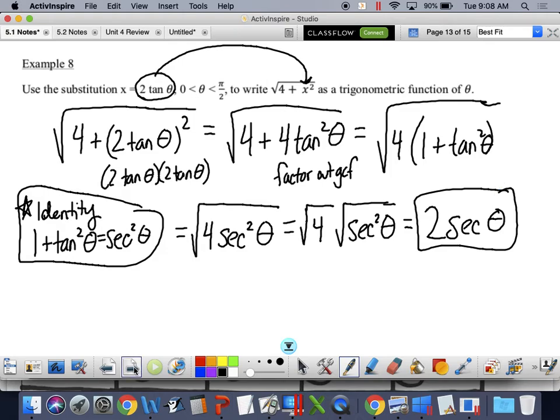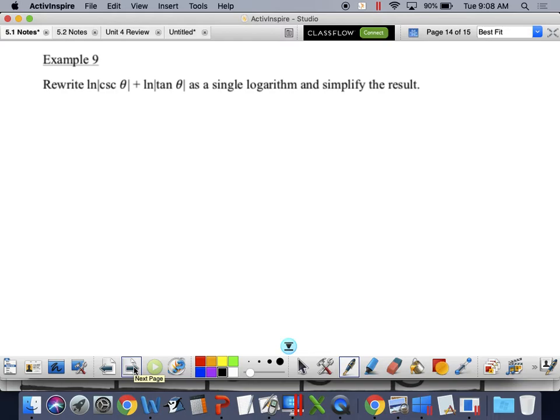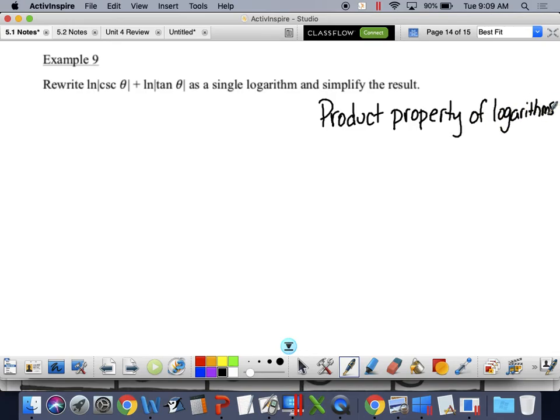All right, for our last example, last but not least, oh my God, there's a natural logarithm in there. Rewrite the natural log of the absolute value of cosecant theta plus natural log of the absolute value of tangent theta as a single logarithm and simplify the result. Okay, we've got to go back to our properties of logarithms. One of them is the product property of logarithms that we talked about when we expand and when we condense. So when we condense, because remember, we're trying to condense this down. So it says write it as a single logarithm. We're trying to condense it down to 1.